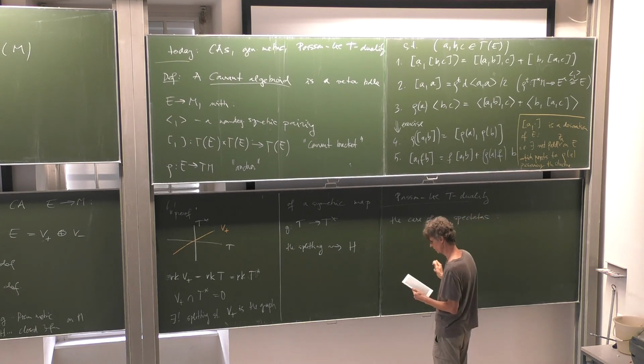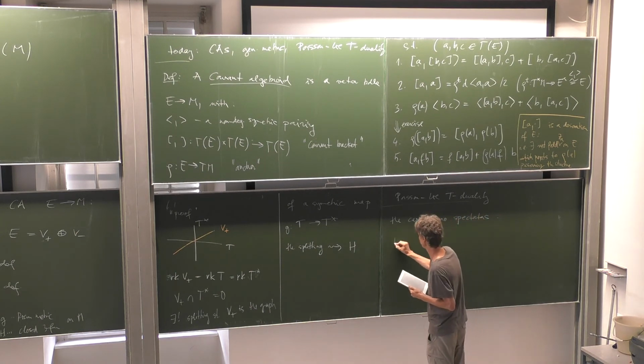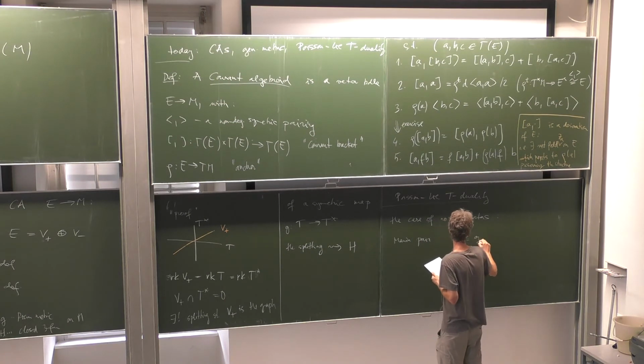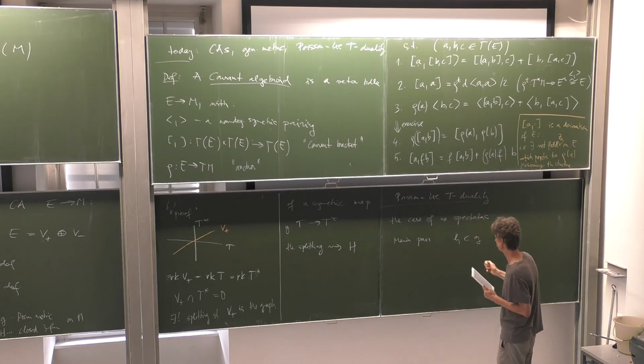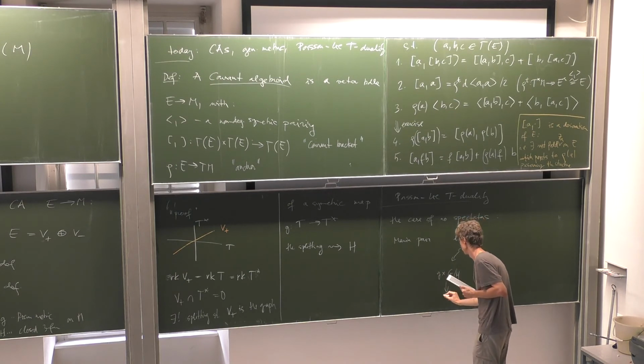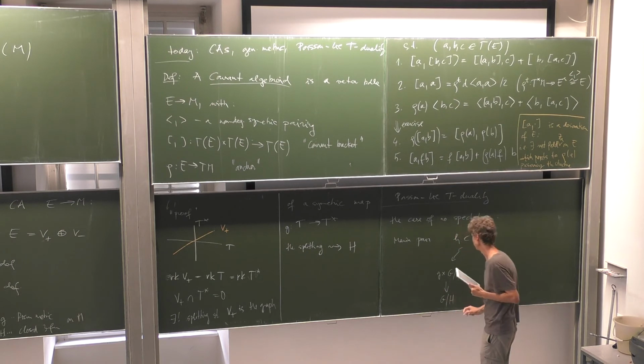So how do we do it? We imagine that we have a Manin pair, H in G, and out of that we can now cook up our exact Courant algebroid, which is G times G mod H, with the base G mod H.